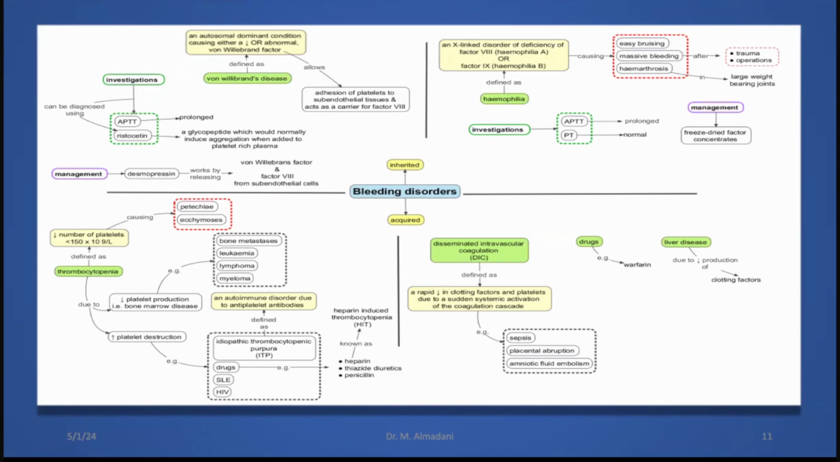Is there any other answers? Okay, why do you need to stop the aspirin? And for how long?